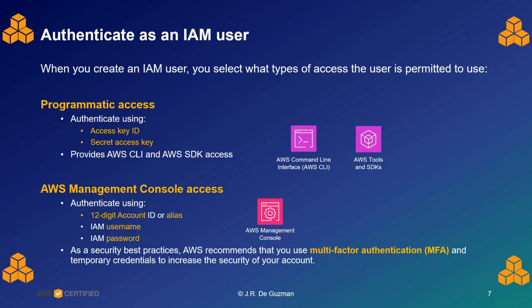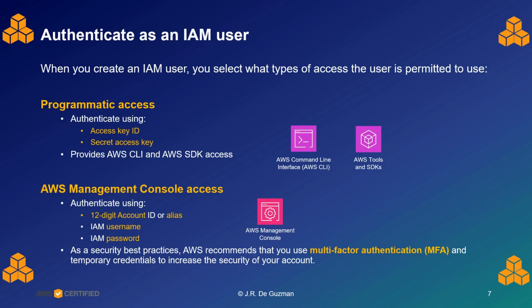If you grant programmatic access, the IAM user will be required to present an access key ID and a secret key when they make an API call by using the AWS CLI, the AWS SDK, or some other development toolkits.